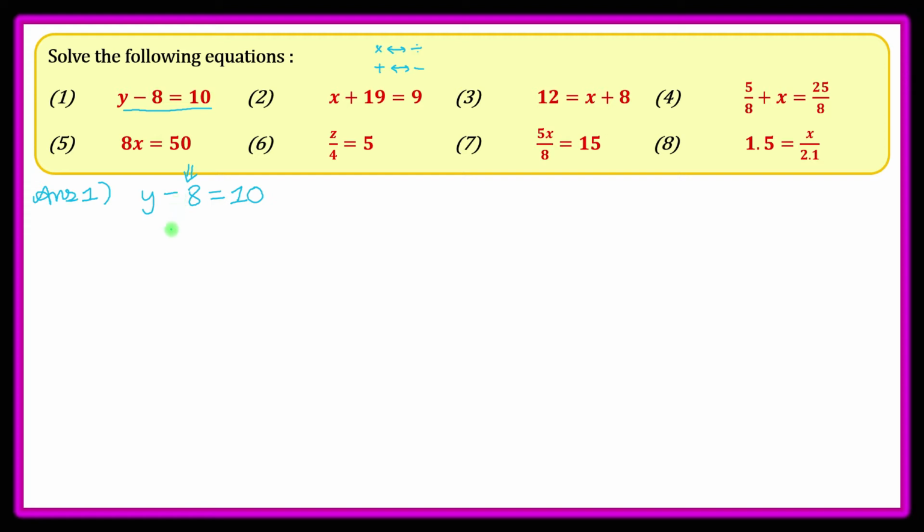Here the minus sign is there, so the inverse operation of the minus sign is the plus sign. So we have to add plus 8 on both of the sides. While doing this, we cancel minus 8 and plus 8 on the left hand side because they add up to 0. And like this, we get the answer y equals 18, which is correct, since 18 minus 8 equals 10, which we can do mentally also. But for the sake of explanation, I have just written the solution of it.